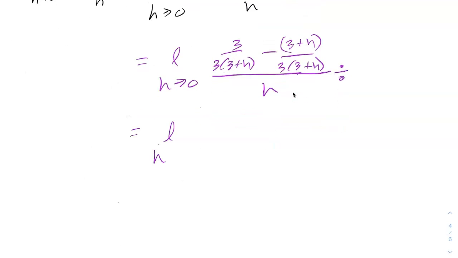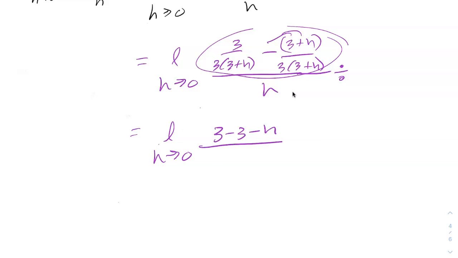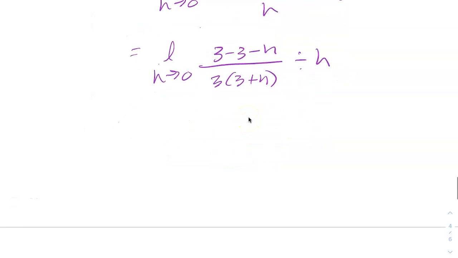The limit as h approaches 0. Let's combine the tops. This is going to be: distribute, 3 minus 3 minus h, all over 3 times 3 plus h. Right, just combine the tops. Same denominator, combine the numerators. Then we're dividing by h. Right, it's a divide sign by h. Let's simplify and rewrite.